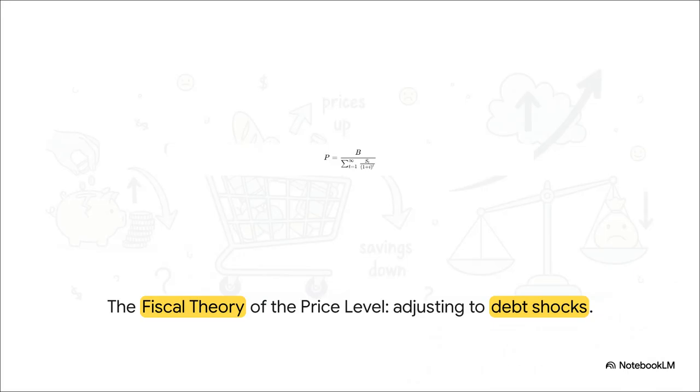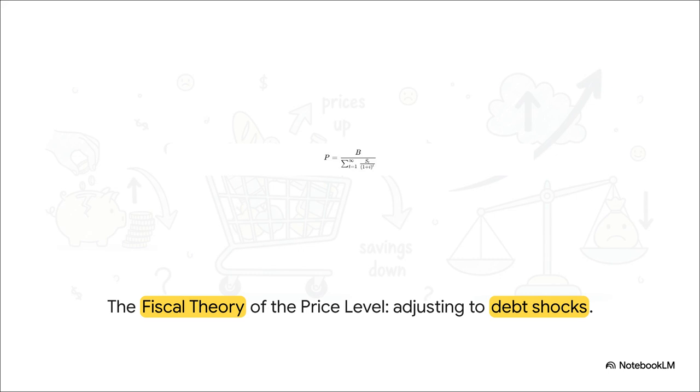This leads us to a highly sophisticated macroeconomic framework called the fiscal theory of the price level, or FTPL. Now, traditional models usually view inflation strictly as a monetary issue, printing too much money. But FTPL argues that inflation is actually a fiscal adjustment mechanism. This theory suggests that the price level adjusts to ensure the real value of the government's outstanding debt equals the net present value of its expected future primary surpluses. In simple terms, that's the gap between future tax revenues and government spending.